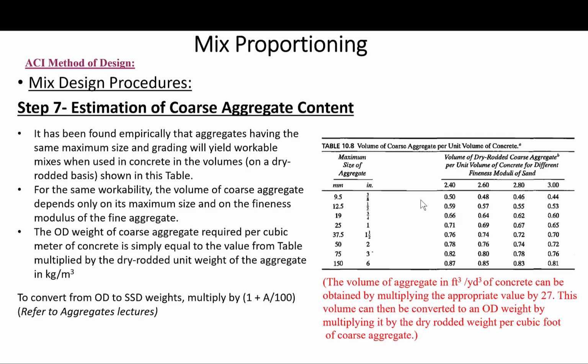So you are advised to refer back to the aggregate lectures we had earlier to refresh your memory on some terminology. Basically this is, as I said, the table of the volume of dry rodded coarse aggregate per unit volume of concrete, for different fineness moduli, and this is the maximum aggregate size. It will be clear when we do the example.